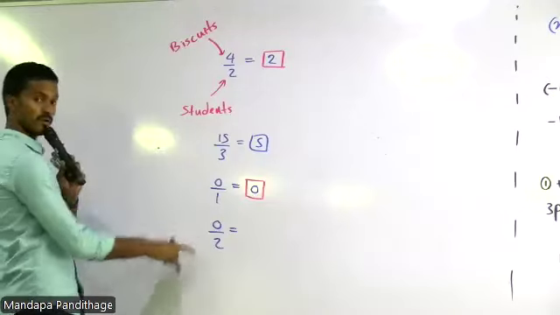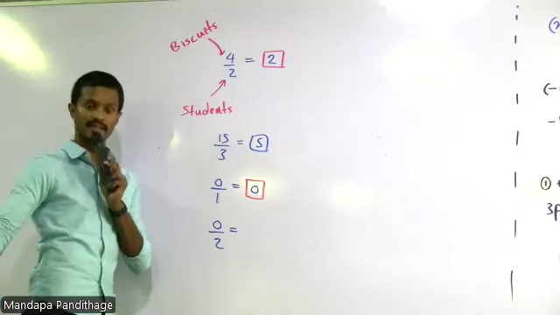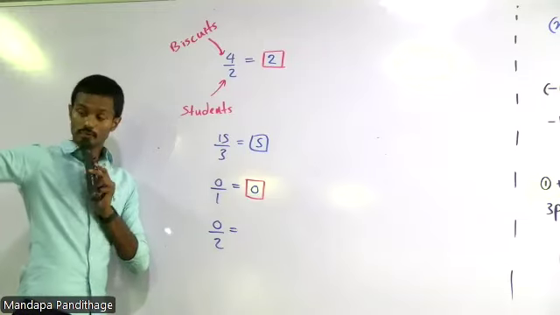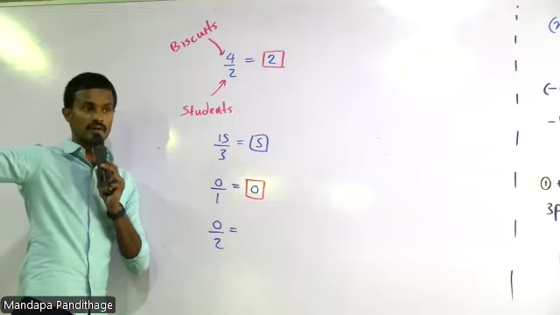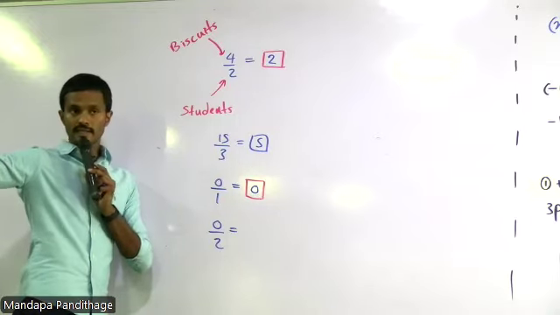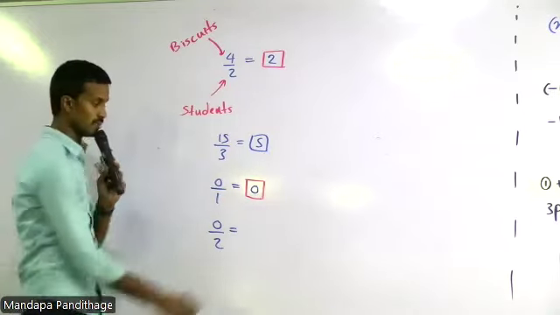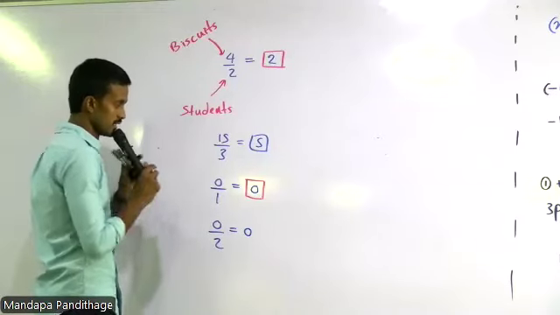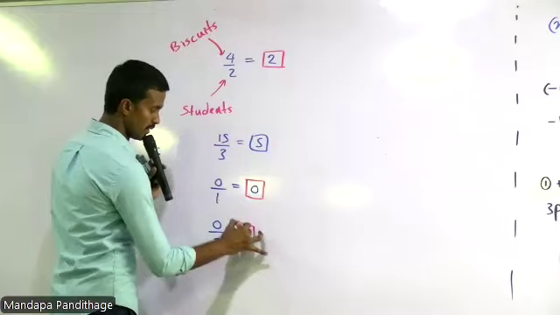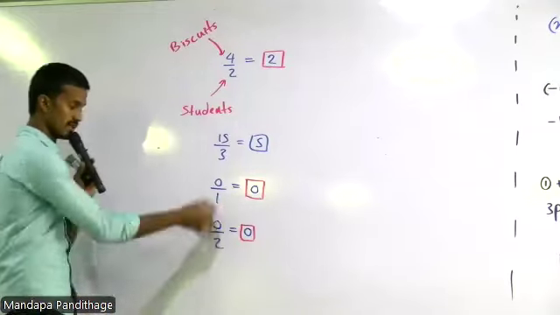When 0 is divided by 2, do they need biscuits? Oh, no biscuits. So they don't get any biscuits. So when they go out, what will the answer the person outside gets? Same one. I didn't get any biscuits, which means the number is 0. Okay, so now this gives you an understanding that 0 divided by 1 is 0. 0 divided by 2 is 0.